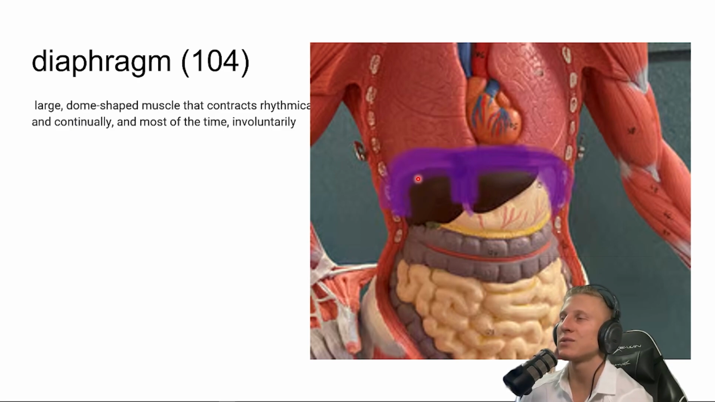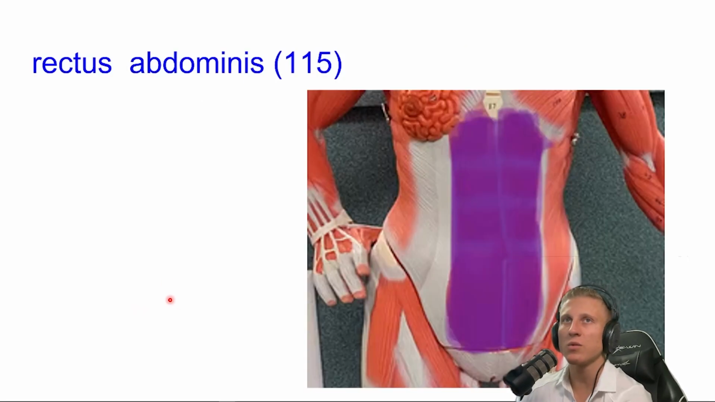And again, this is involved in breathing. So when this contracts, we can pull in on the abdominal cavity, increase pressure within the thoracic cavity and force air outwards. Then we have rectus abdominis, the most superficial layer. These are your abs, your six-pack abs, all right?